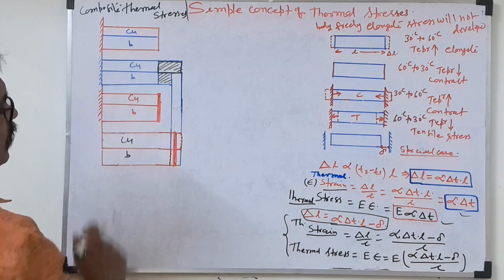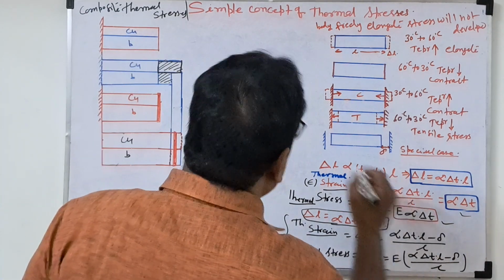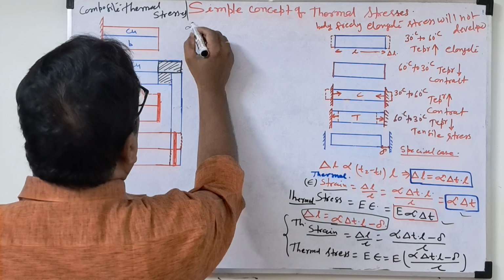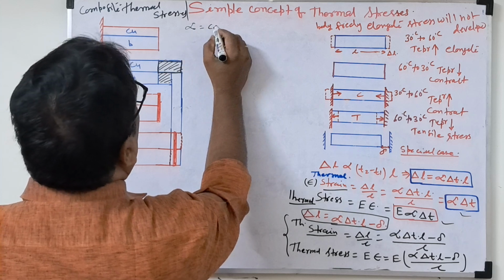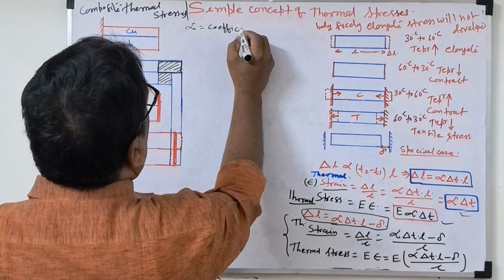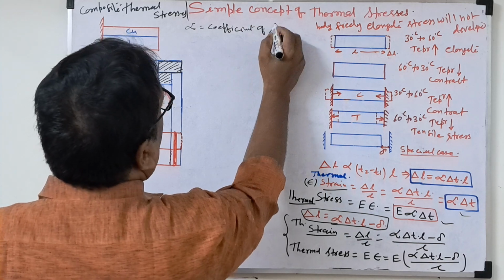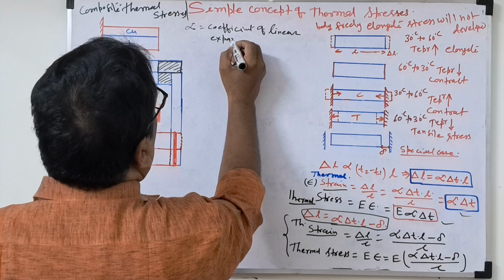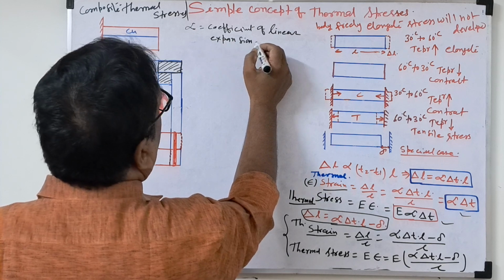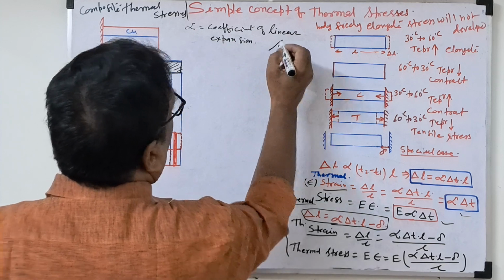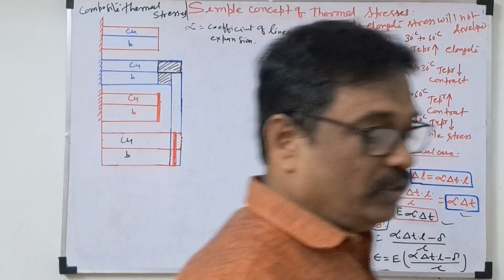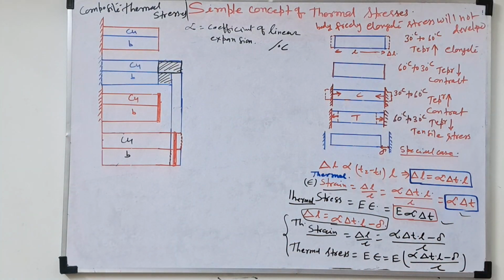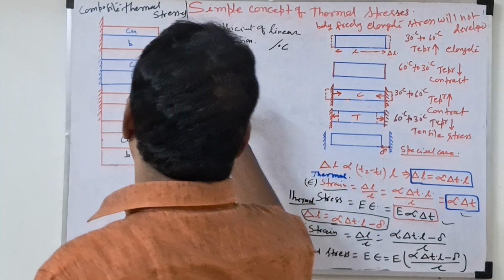But one thing you have to remember: alpha is nothing but the coefficient of linear expansion. Alpha is nothing but the coefficient of linear expansion. This unit is per degree Celsius.